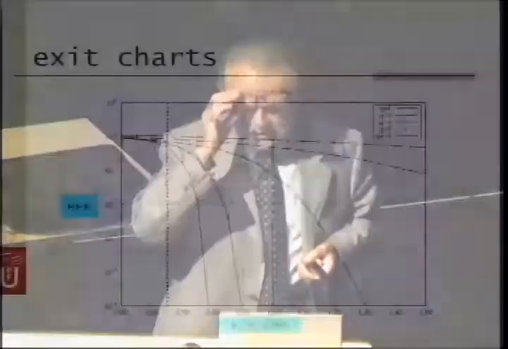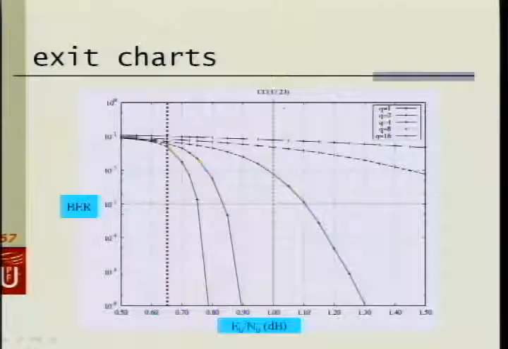We can do even more than that. This shows that the exit chart analysis was correct. The blue curve corresponds to the higher value of signal-to-noise ratio, in which we have a convergence from iteration to iteration. The error probability decreases very quickly, and this corresponds to a case in which we don't have convergence. After a while, the error probability doesn't decrease in a relevant way, and we get stuck. We have no convergence.